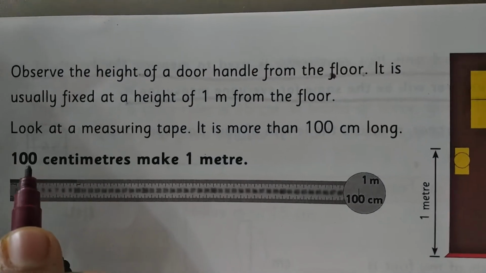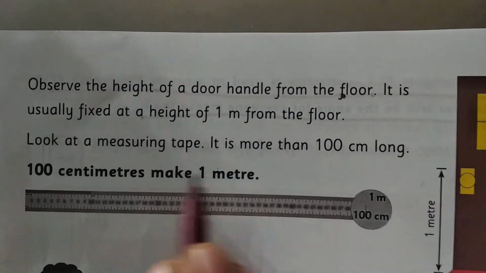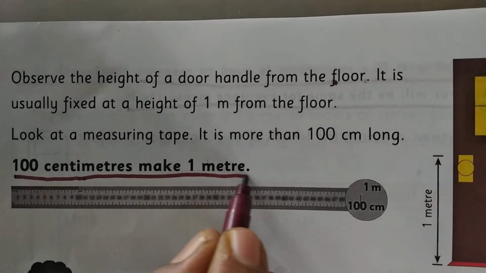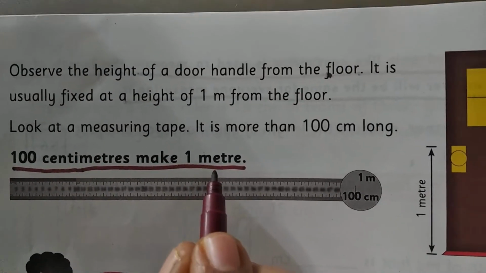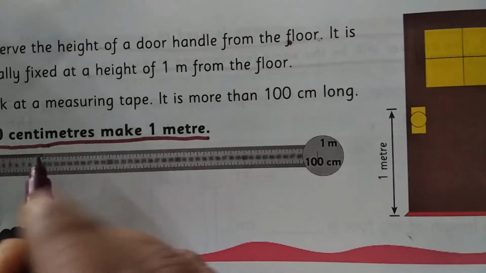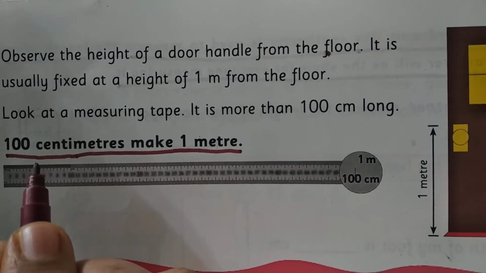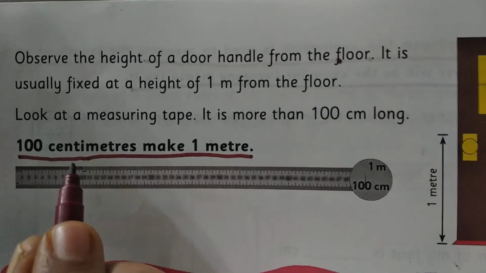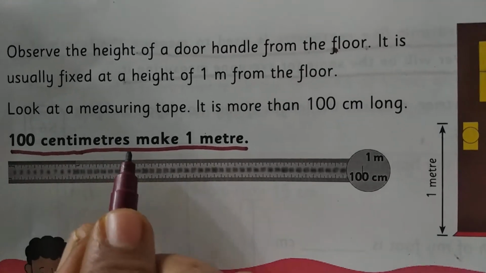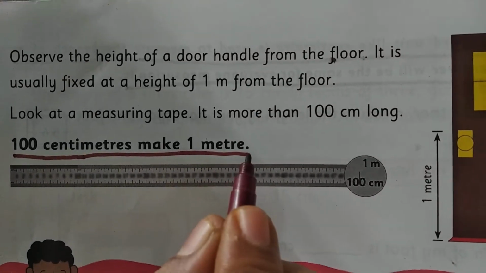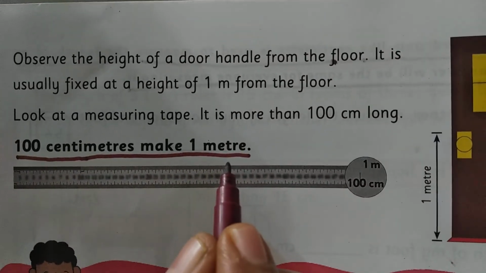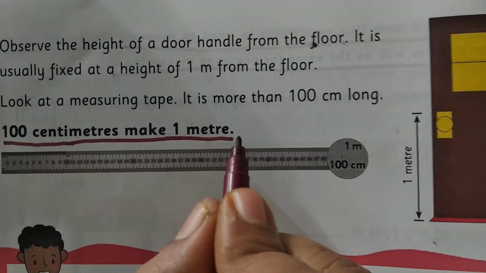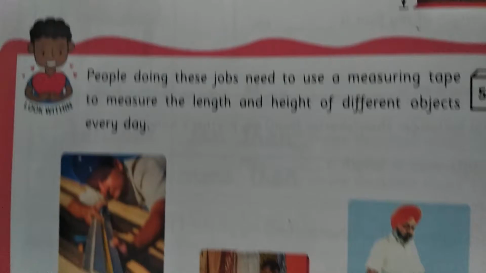See here, 100 centimeter makes 1 meter. Underline these words: 100 centimeter make 1 meter. In a ruler we have seen 15 centimeter, isn't it? Like that, 100 centimeters make 1 meter. So in a tape they will measure 100 centimeter as 1 meter.